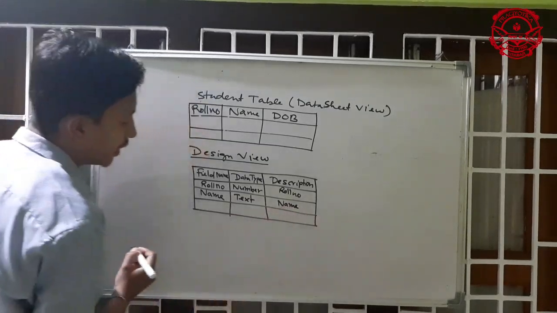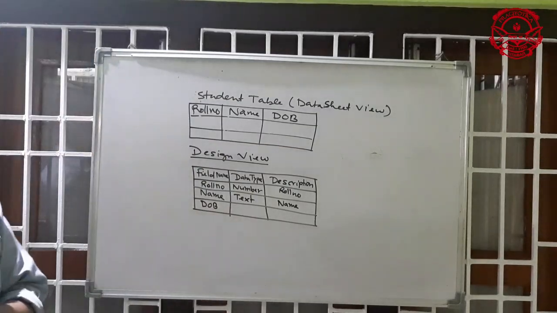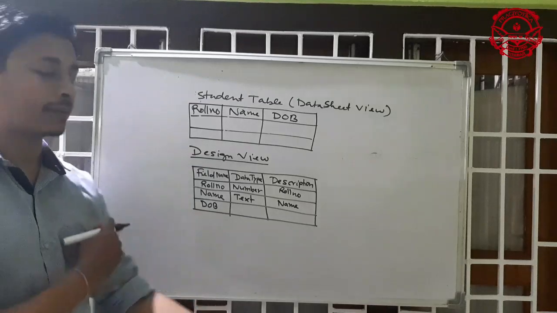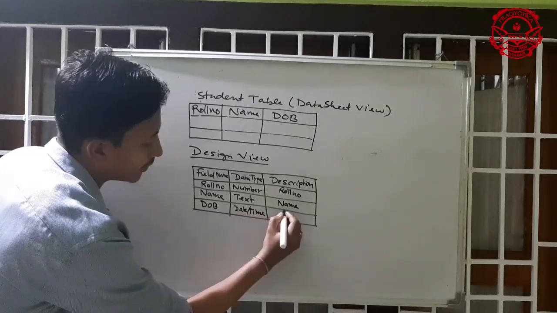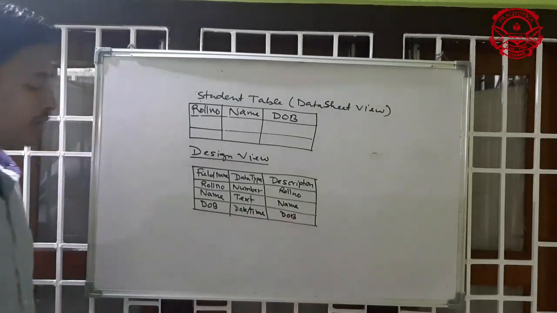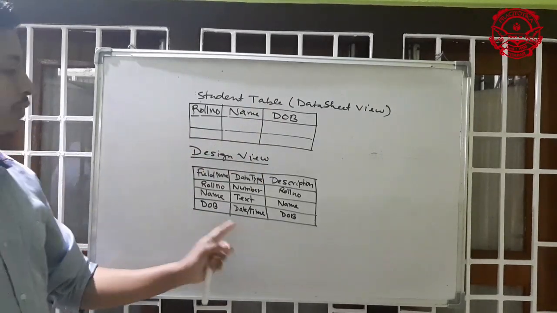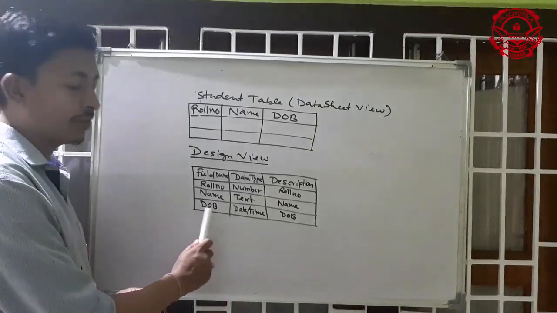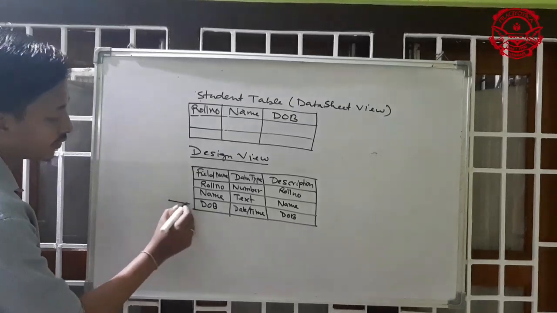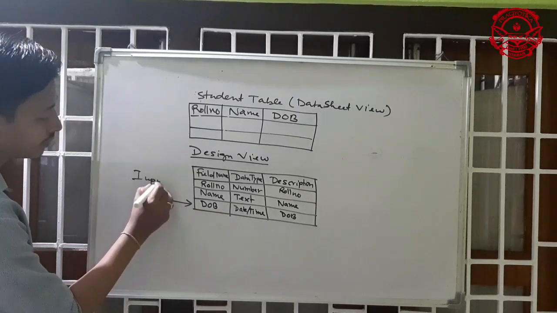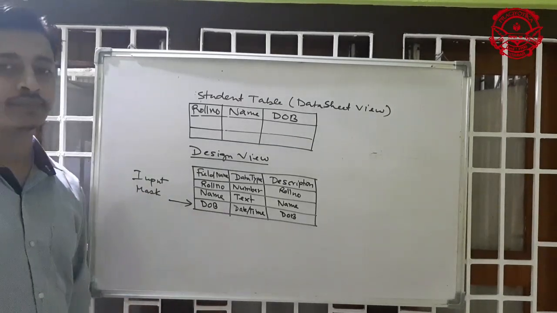Name. Next, the last one is date of birth. Date of birth means what? It should be date and time. Now this is the design view and this is the datasheet view. In design view, for example, say that in date of birth you want to create an input mask for this field.